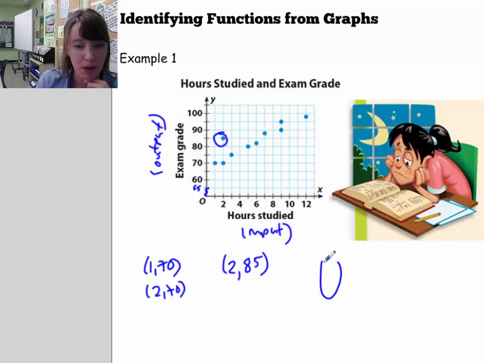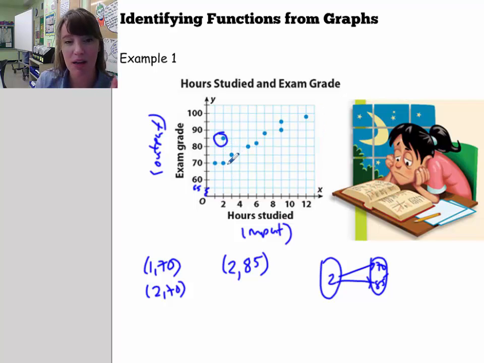So if you think about what that looks like, that would be 2 going to both 70 and 85, if this was the mapping diagram, okay? So this second point right here is a problem, all right? This point makes the entire relationship not a function. There's actually a second point that's a problem here.